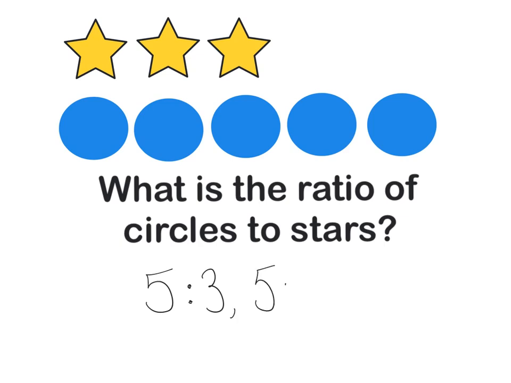You can write it with the word "to," 5 to 3. Or you could write it as a fraction, 5 over 3, in fraction form. It's not a fraction because it's not a part to whole, but you can use a fraction symbol to represent a ratio. So remember, there are 2 types of ratios. There is part to part, which this one is. We were looking at circles to stars. And then there could be part to whole, if you did boys to students.